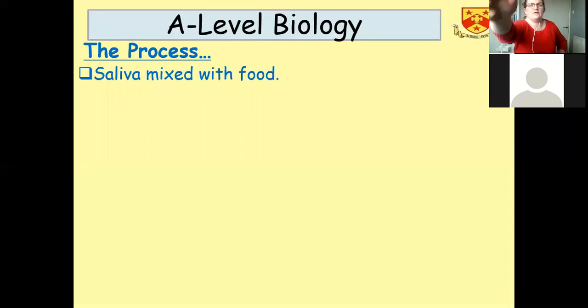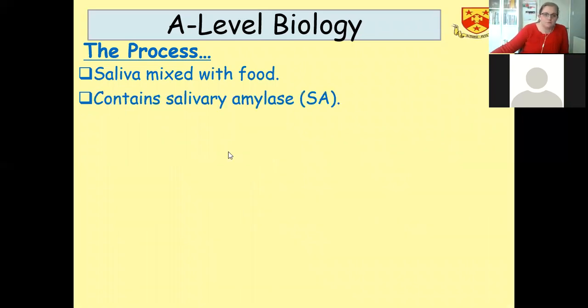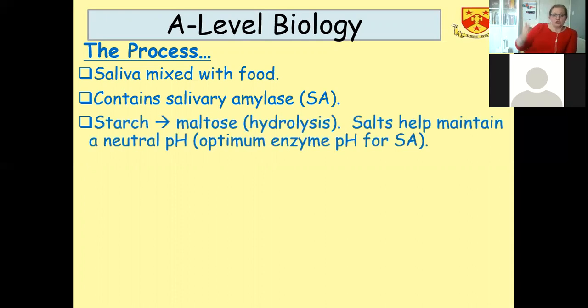So our processes. Our saliva mixes with our food. Our saliva contains salivary amylase. Starch gets broken down into maltose via hydrolysis, aided by the amylase enzymes. Its salts help maintain a neutral pH. This is really, really important because the optimum pH for salivary amylase is neutral, pH 7. So salts help to maintain that neutral pH.